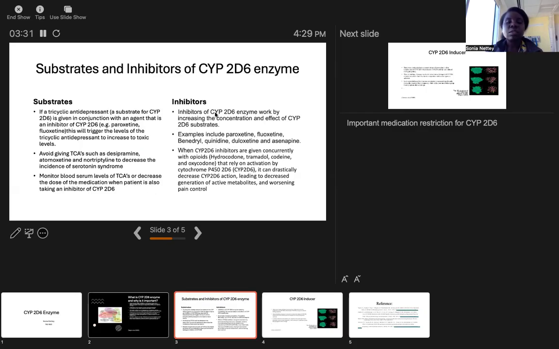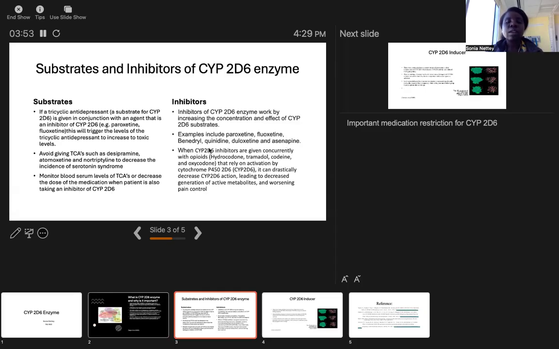So inhibitors of the CYP2D6 enzyme work by increasing the concentration and affecting the CYP2D6 substrates. Examples include paroxetine, fluoxetine, Benadryl, quinidine, duloxetine, etc.